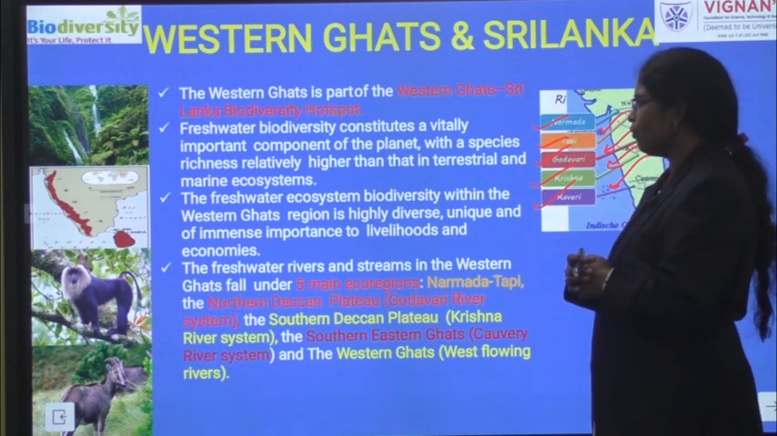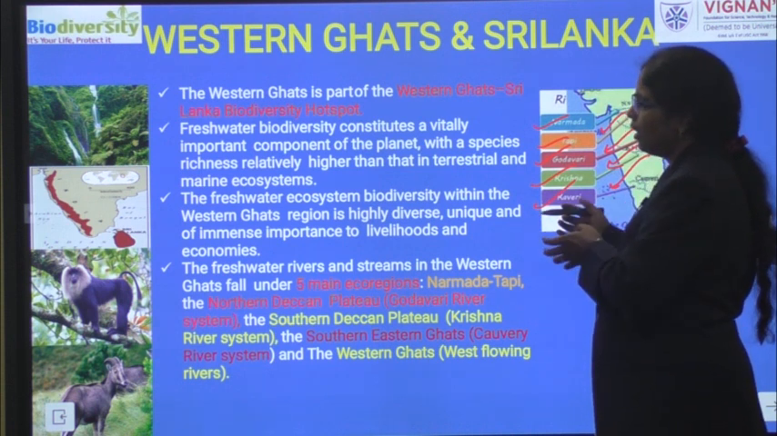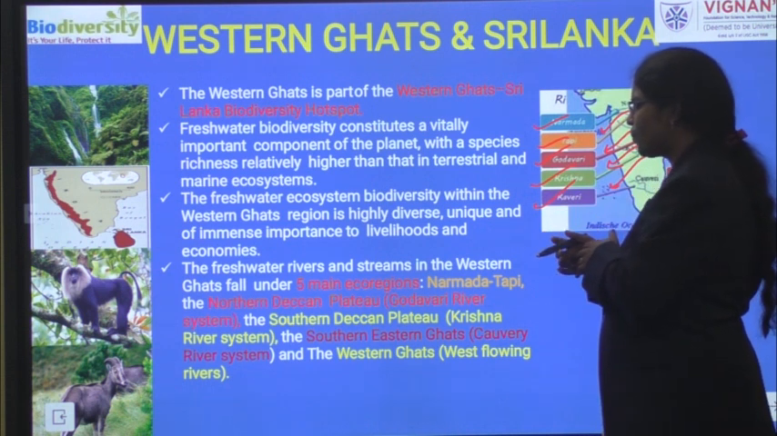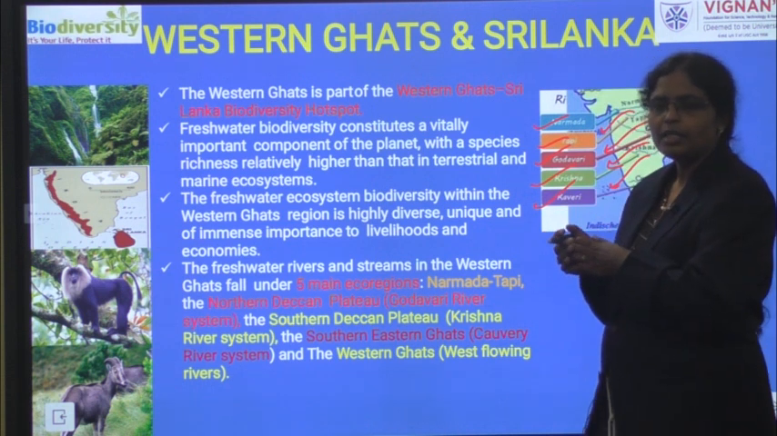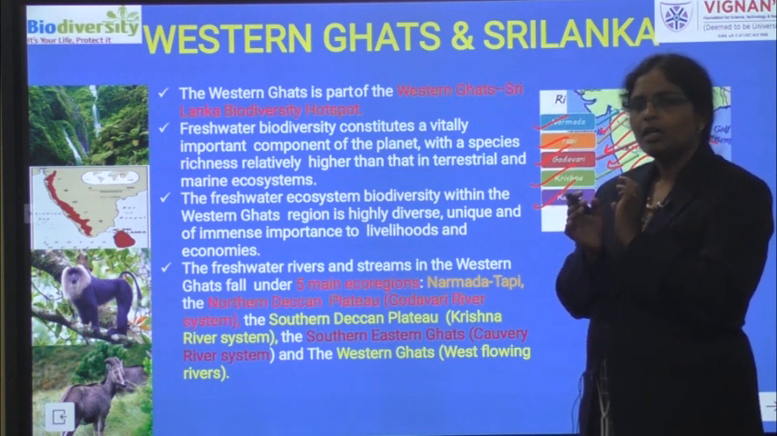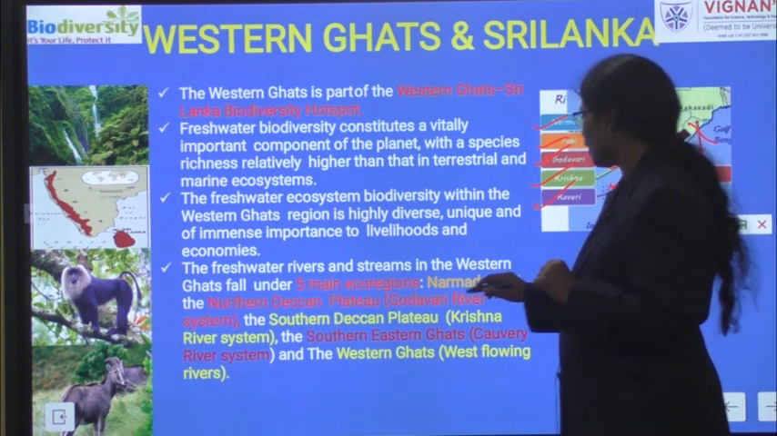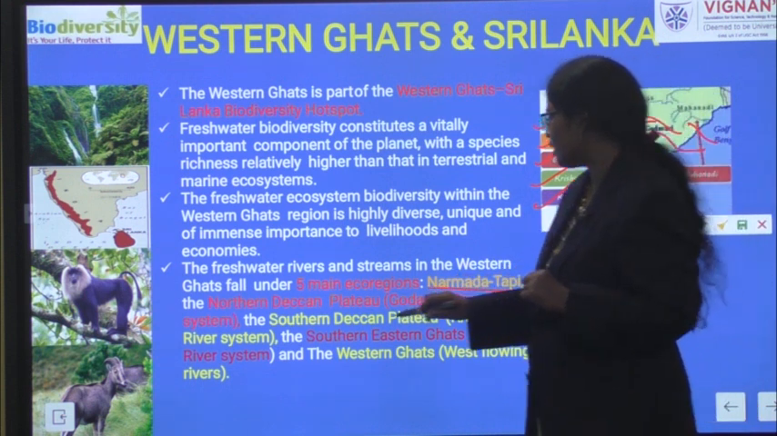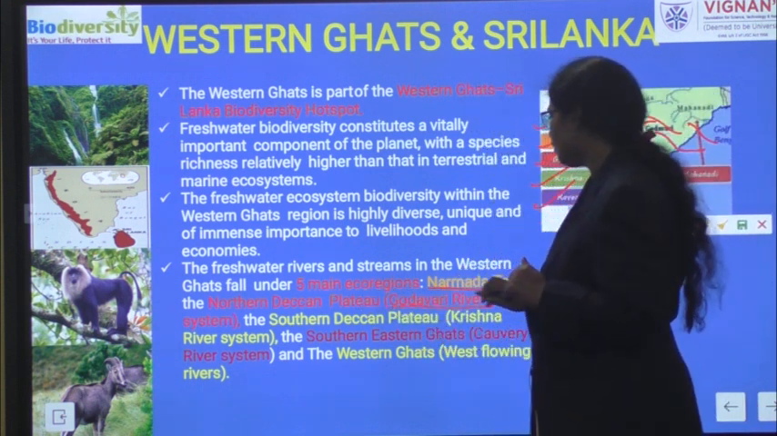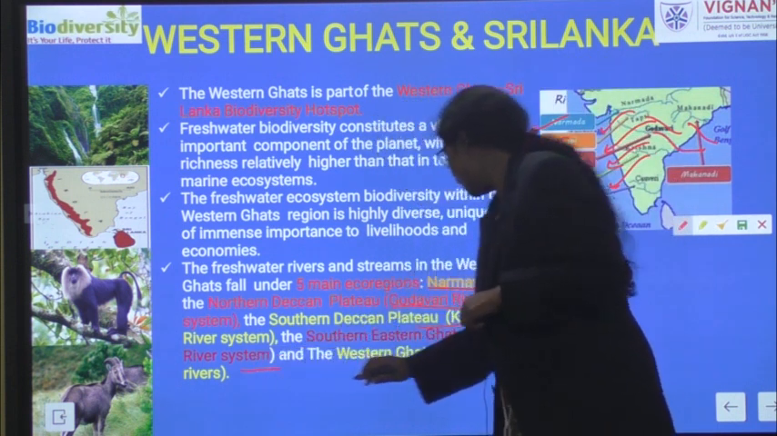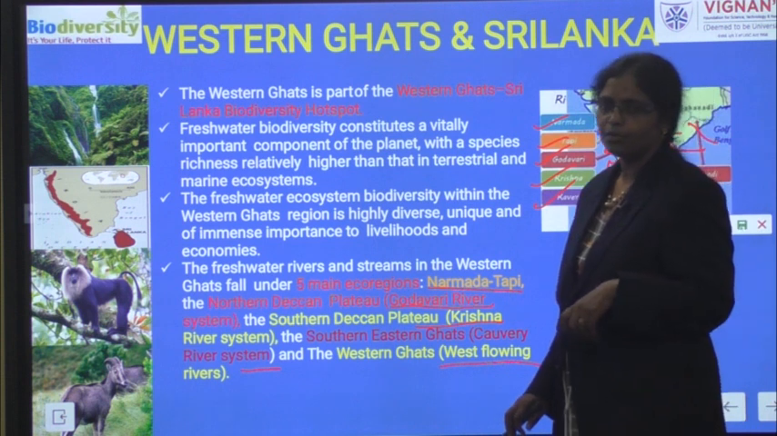Because of the high amount of water as well as the rivers present in this region, this is the place for various fresh aquatic fishes. So here you can observe Narmada and Tapi, that is one river, and then Godavari river, and again Krishna river and Kaveri river, as well as the west flowing rivers.